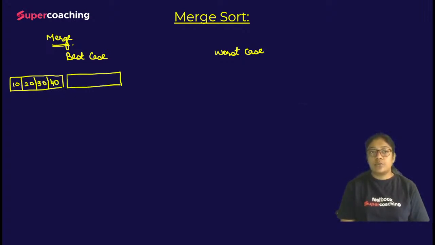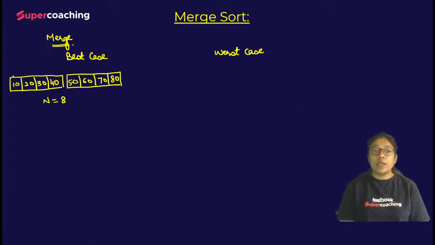This is list 2: 50, 60, 70, and 80. If you observe here, in total we have 8 elements. So the number of elements in this case is 8. Let us find out how many comparisons are required in order to merge these two lists.